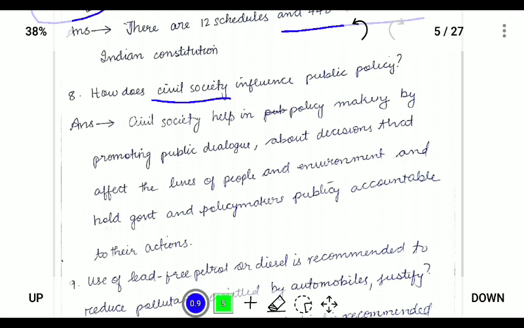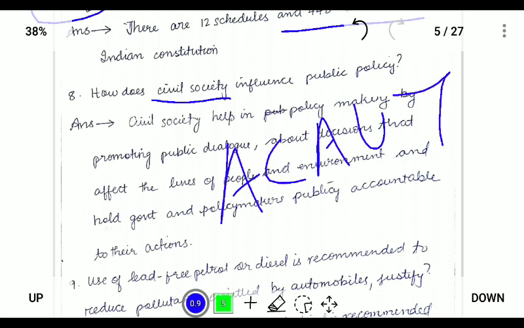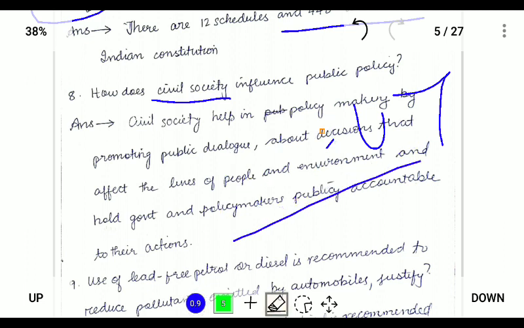Like in Nagaland, if we term it as civil society, there are many civil society groups out there, many tribal hosts, many organizations, and the Naga Mothers Association. These are all civil society. And how do they influence public policy?